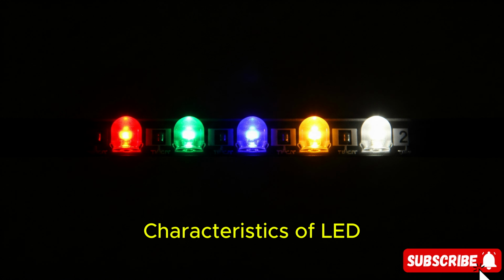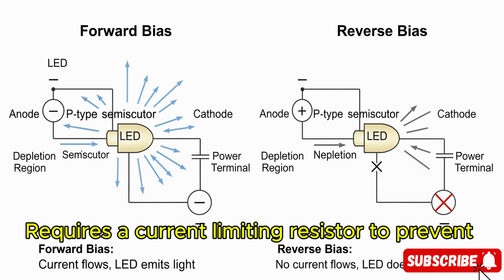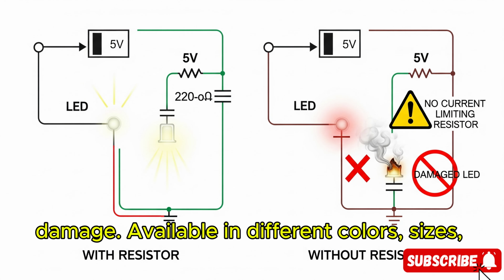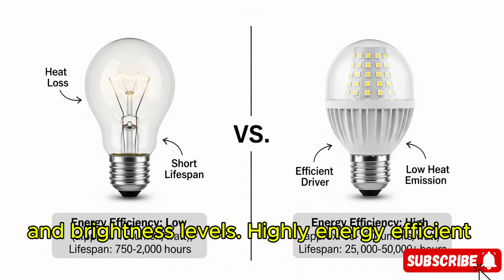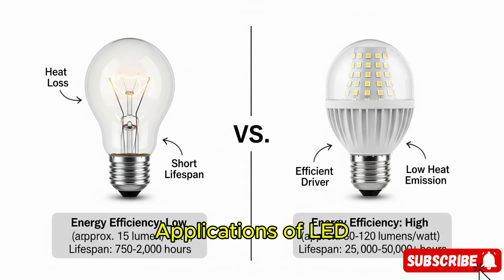Characteristics of LED. Works only in forward bias, requires a current-limiting resistor to prevent damage. Available in different colors, sizes, and brightness levels. Highly energy efficient and long-lasting compared to traditional bulbs.